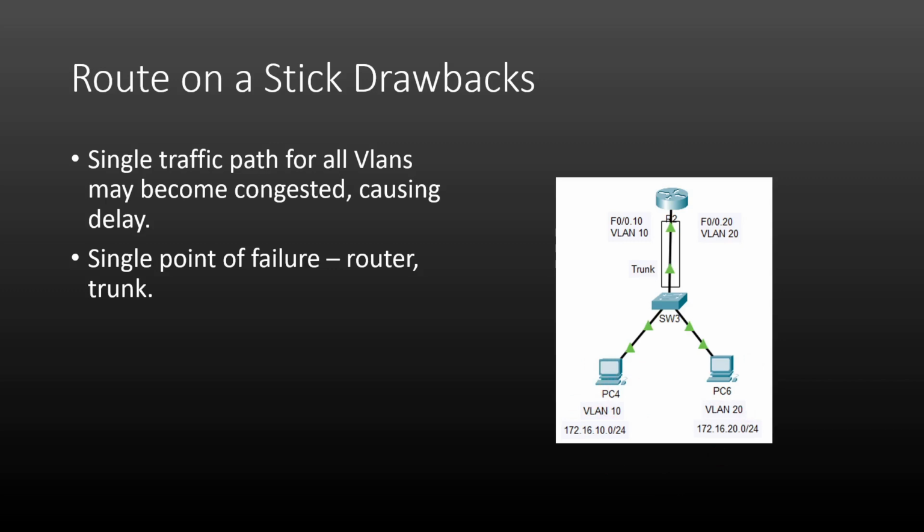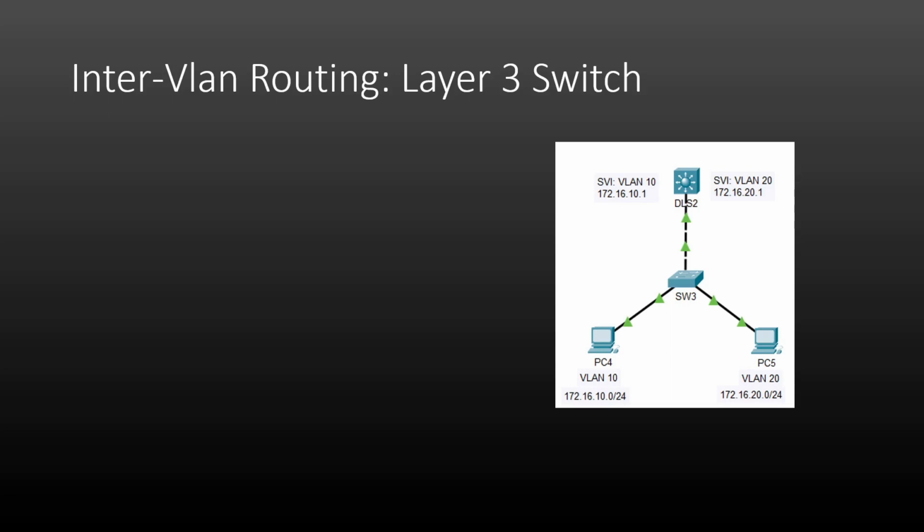So the solution is using a layer 3 switch to do the inter-VLAN routing. Similar scenario, we got two VLANs. Instead of using a router, we use a layer 3 switch. A layer 3 switch is actually a combination of a router and a switch. You can see the icon has a ball in the middle representing the routing function. So a layer 3 switch can do the routing.